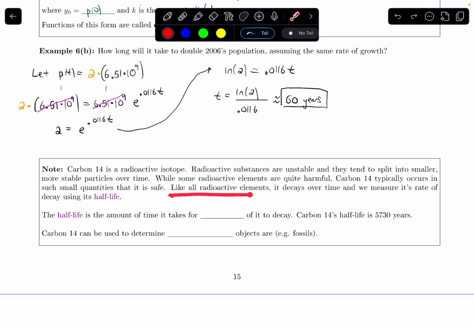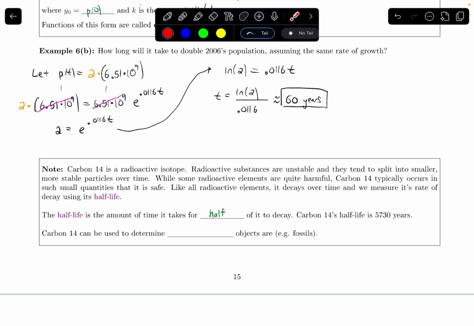Like all radioactive elements, it decays over time, and we can measure its rate of decay using what's called its half-life. So what does half-life mean? Half-life is the amount of time it takes for half of it to decay. And carbon-14's half-life is 5,730 years.